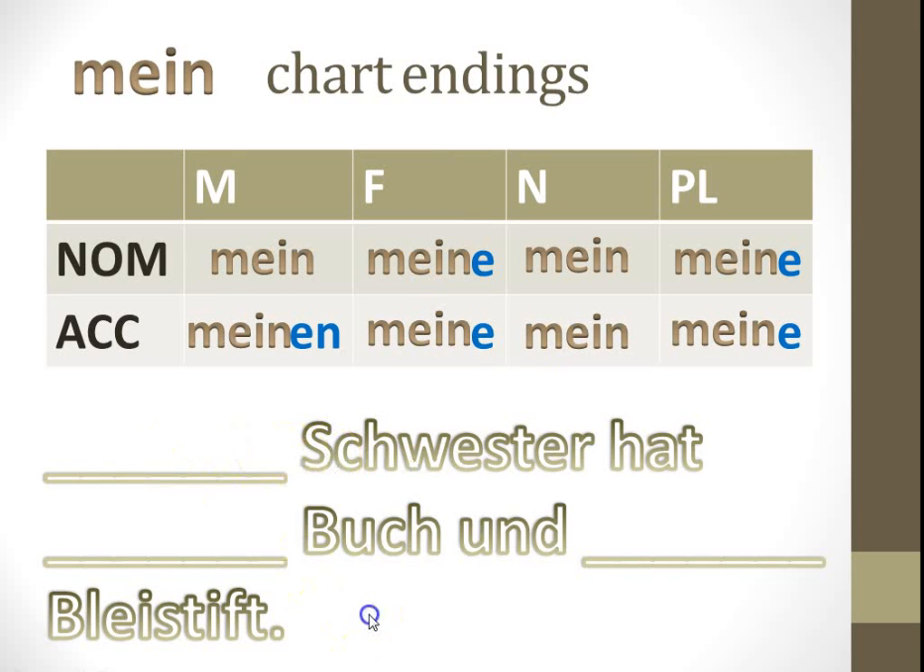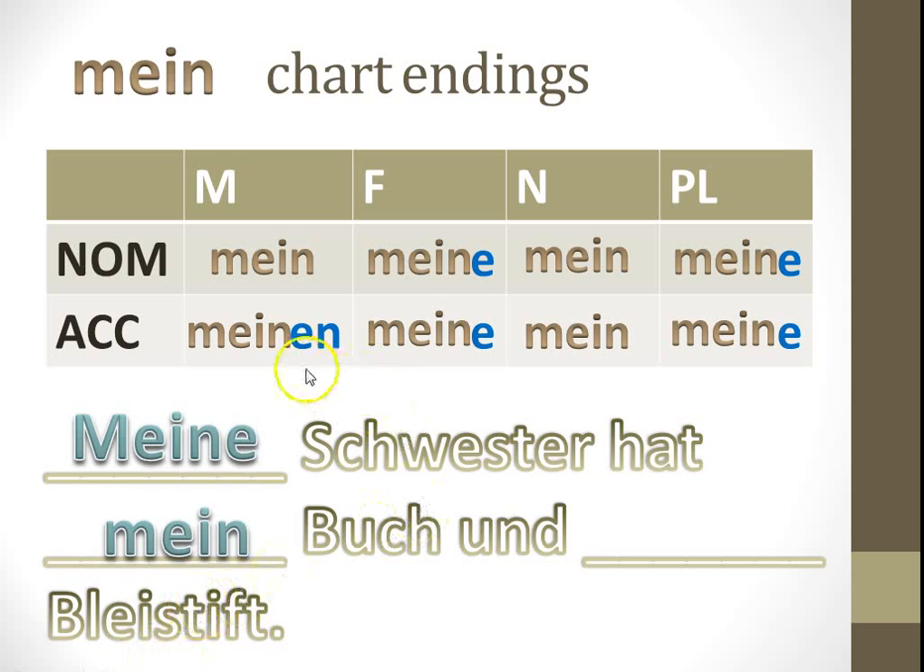So this will be meine. Meine Schwester hat who or what? She has a book and a pencil. So now we're looking at the direct object. So we have to figure out which one of these it is. And what's the gender of book? If you said das, neuter, you'd be correct. So that's mein. What's the gender of Bleistift? If you said der, masculine, that's meinen, and you would be correct. Meine Schwester hat mein Buch und meinen Bleistift.